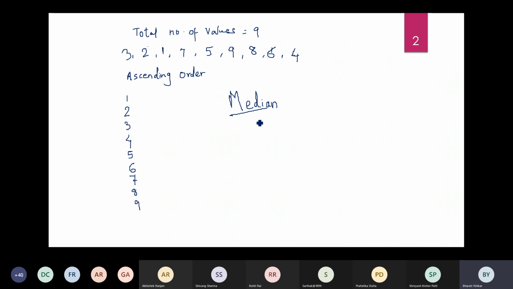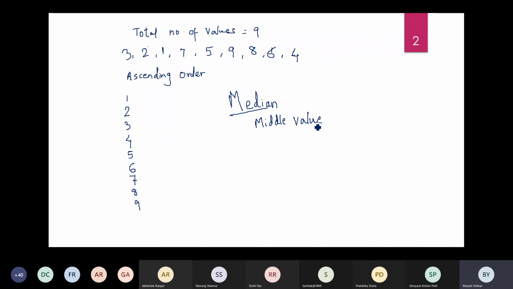We are learning the median. So what is the definition of median? It is the middle value. We are saying it as a middle value in a data set that is arranged in ascending order. This is the simple definition of median.